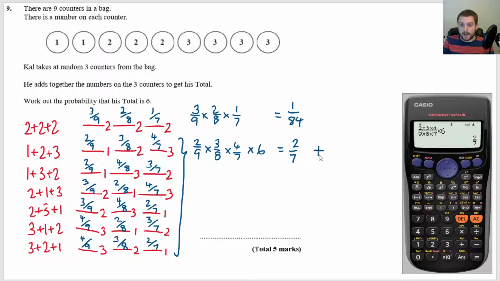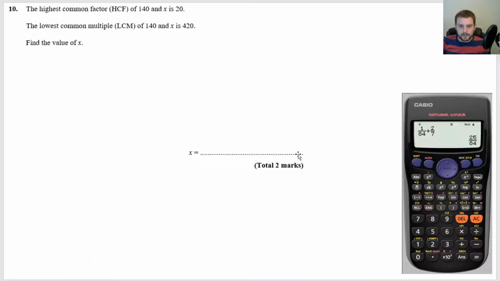And so my final answer would be, I would really have added all of these up. So I've got 1/84 plus 2/7. So that's 25/84 as a final answer. Super, right, okay, next one.